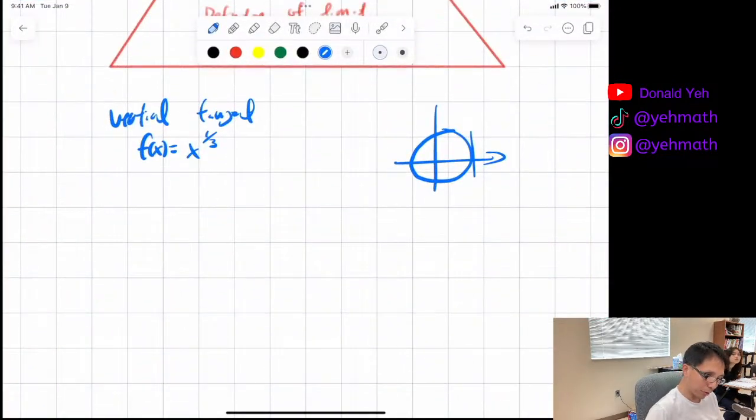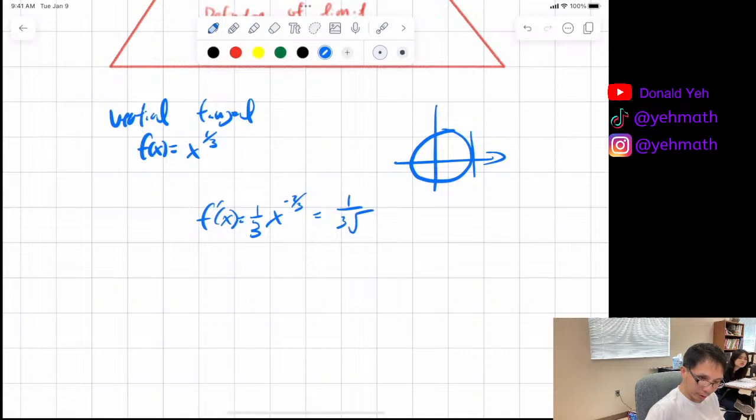We can do it two ways. We can say f prime of x equals 1/3 x to the -2/3, and that's going to be 1 over the cube root of x squared. If x equals 0, that's not defined. So it's really easy to show you it's not defined at this particular point. So it's not continuous. So that's a vertical tangent.